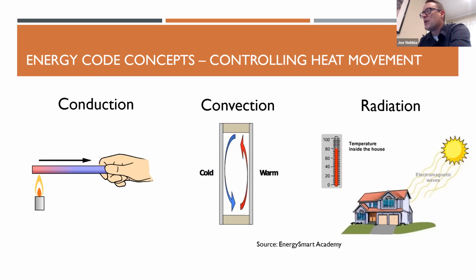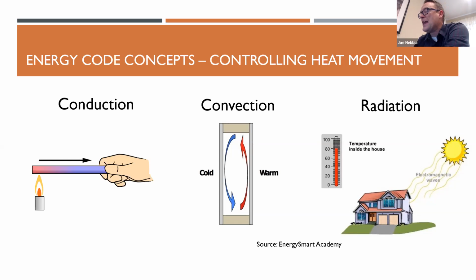Most of you who are familiar with building science will understand these concepts, but I just wanted to mention them, and I'll talk about how the code requirements are trying to control those parts of heat movement as we go through. For the most part, the insulation and window tables are trying to control conduction.